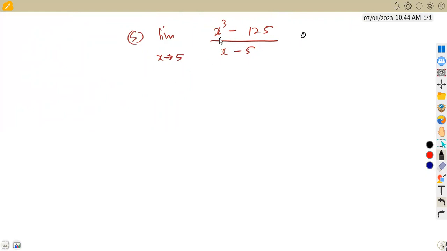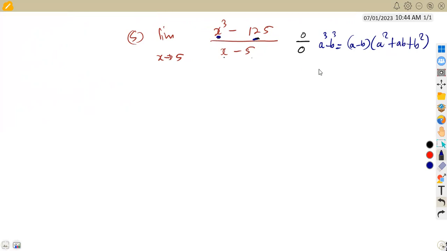You substitute: 5 cubed minus 125. This is going to be 125 minus 125, which is 0. And 5 minus 5, which is a 0 in this case. So meaning to say we can think of our factorization. As you can see, this is a similar question to the previous part, where we apply the factorization of a cubed minus b cubed, which gives us a minus b into a squared plus ab plus b squared.